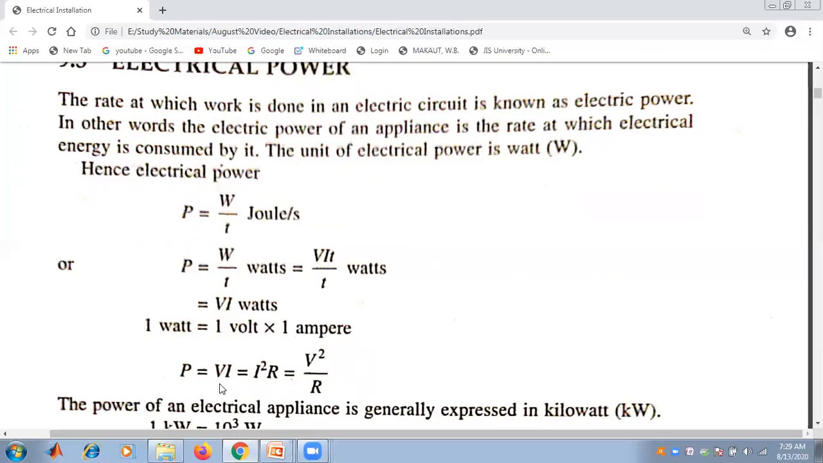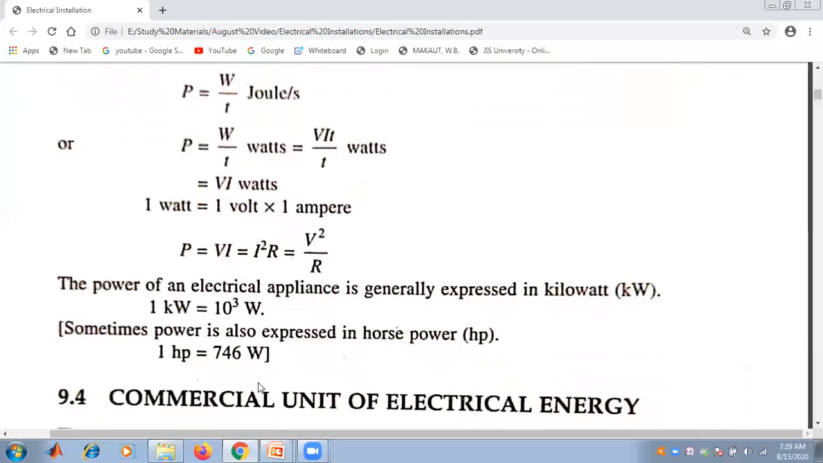So the power equals V into I, or, putting V equal to IR, I square R, or V square by R. The power of an electrical appliance is generally expressed in kilowatt, symbol kW. 1 kilowatt is equal to 10 to the power 3 watt.